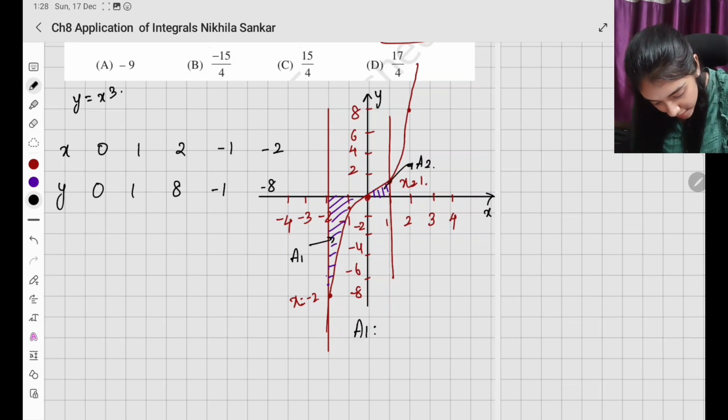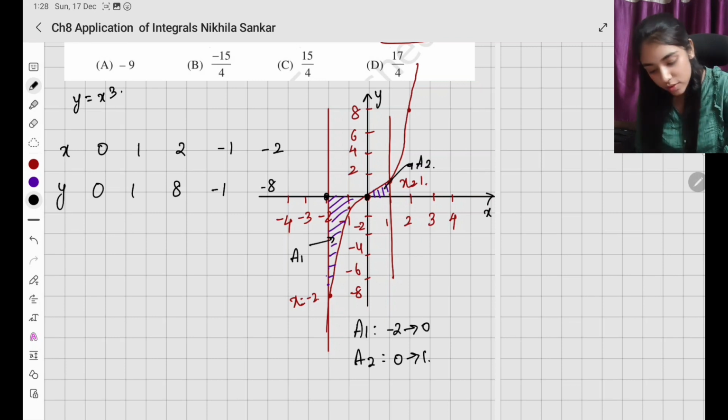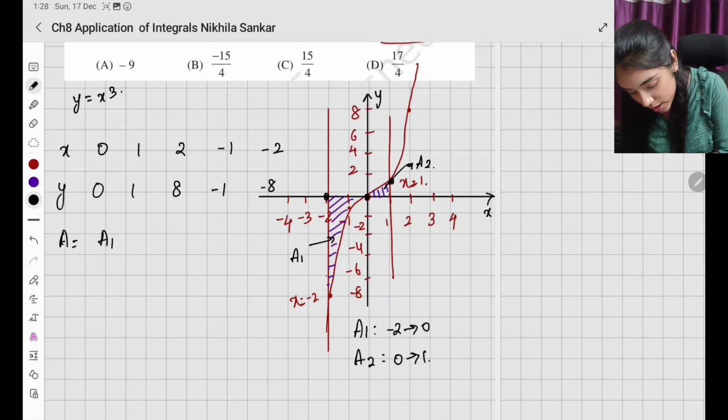So where does A1 travel? It is traveling from this point. So minus 2 to 0. Minus 2 to 0. And A2 is traveling from 0 to 1. So this particular point is going to be 1. So now how is my integral going to look? A1 plus A2 inside the absolute value.